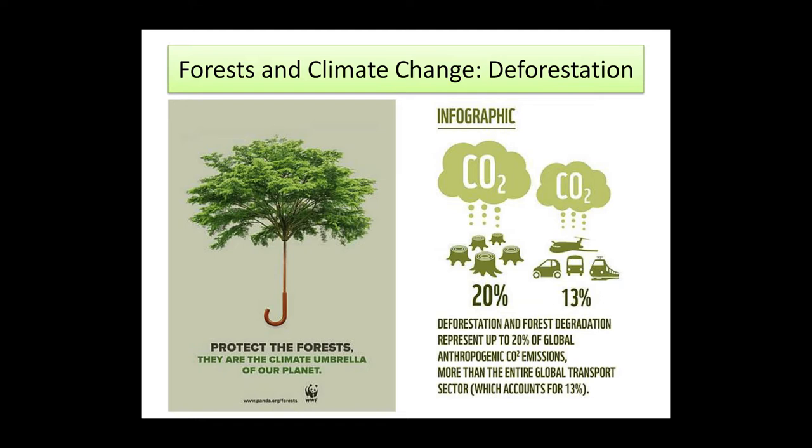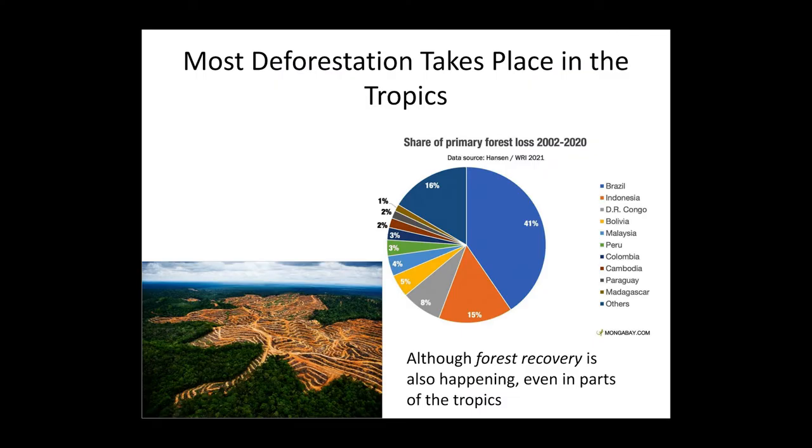One of the major ways that carbon is emitted from forests is through deforestation, and you see different numbers on this from different methodologies, but one current estimate is about 20% of all total carbon emissions come from deforestation and forest degradation, which is more than the entire transportation sector. Most deforestation takes place in the tropics. A lot of the Brazilian Amazon, so that's 41%. The dark blue is actually Colombia. I don't know why it's further down on the list. The orange is Indonesia. The gray is the Democratic Republic of the Congo.